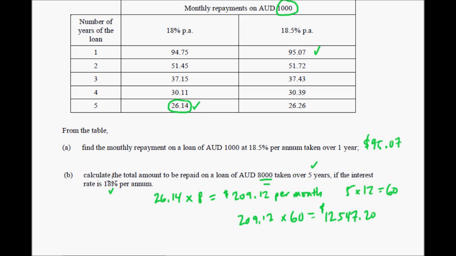Now just think about this. 18% is a really high interest rate. But think about how banks make money. Look at what you borrowed. You borrowed 8,000 here, and then 5 years later you've paid back 12,000. So a question might say, how much total interest did you pay? We could do $12,547.20 minus the initial amount, which was $8,000, and you get $4,547.20. So you paid over $4,500 in interest. That's absurd for an $8,000 loan.